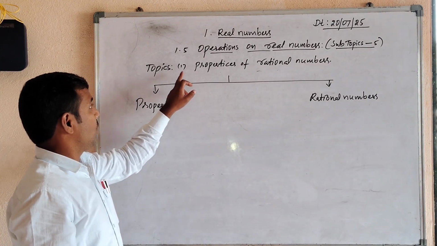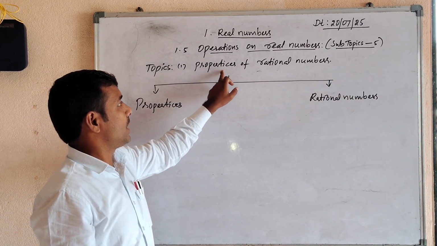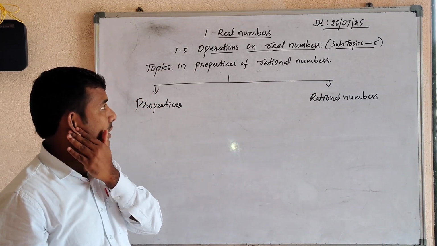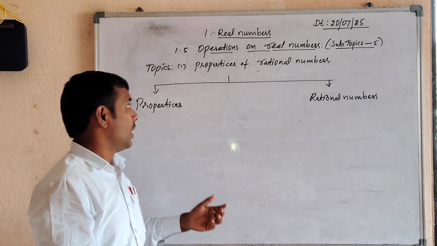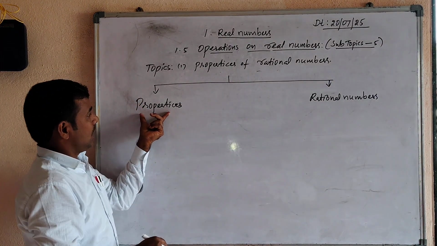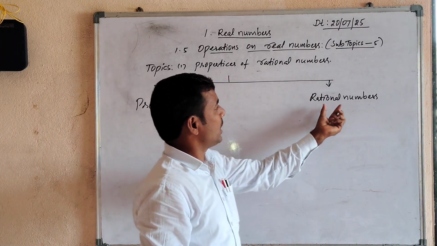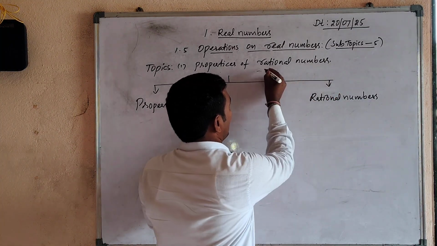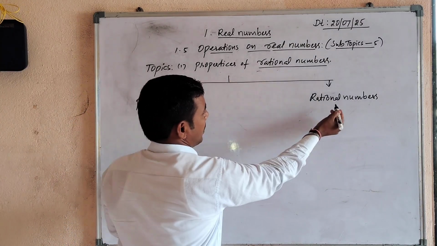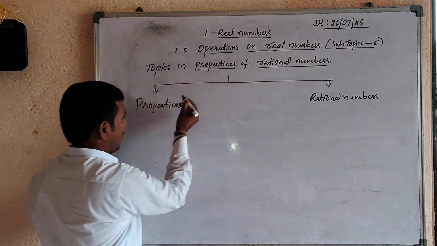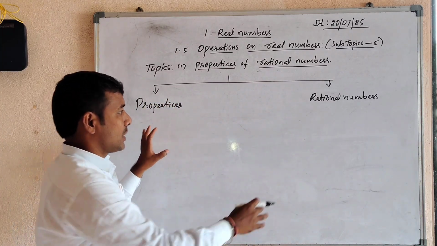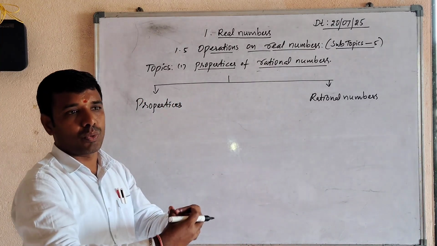What is the first topic? Properties of rational numbers, which we learned in the 8th standard. This is the time to revise those things. I have made this title into 2 parts: one side is rational numbers, the other side is properties. Let us see the individual details first. After discussing the individual things, we have to mix them together.